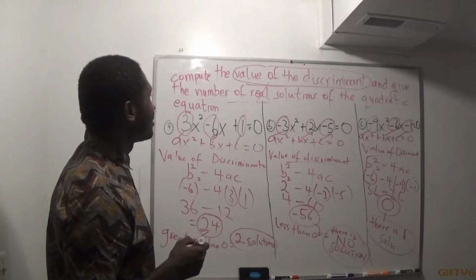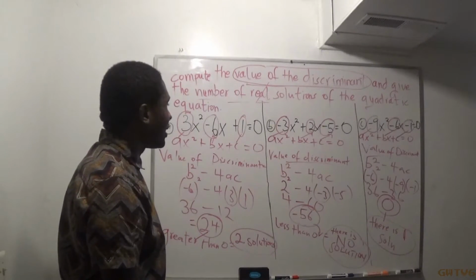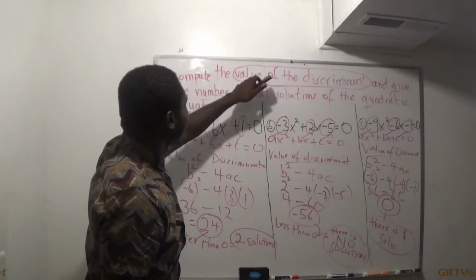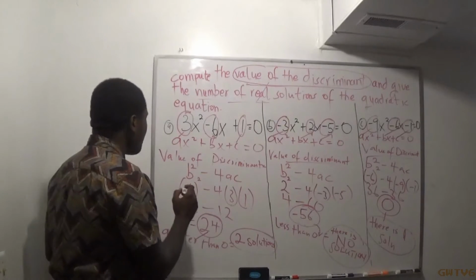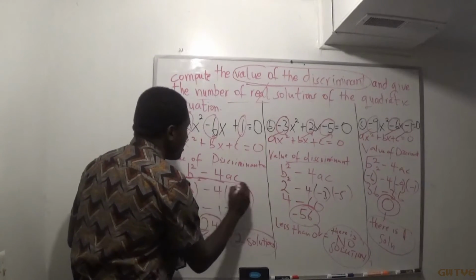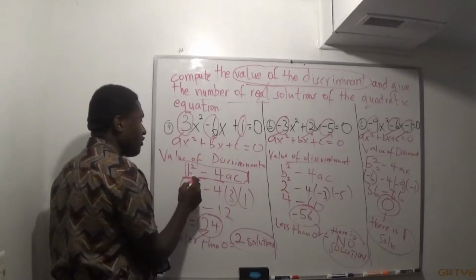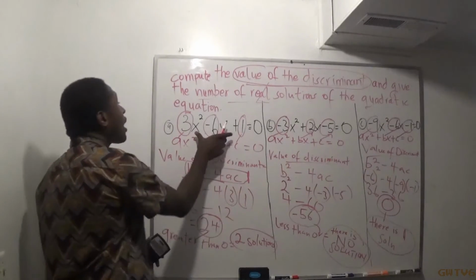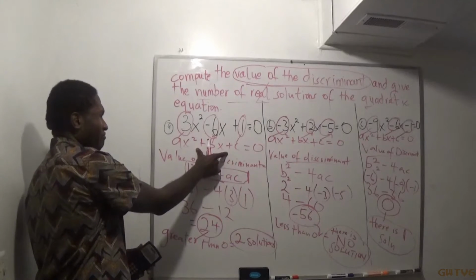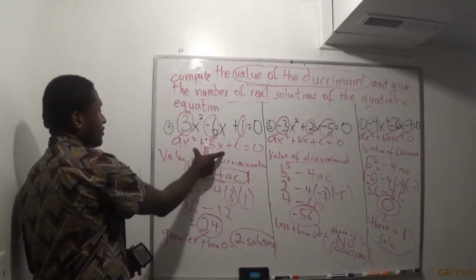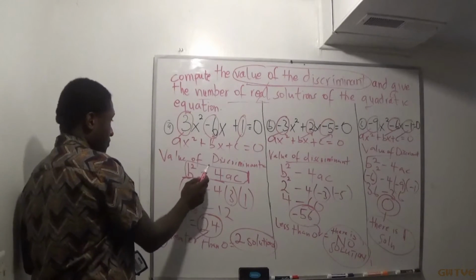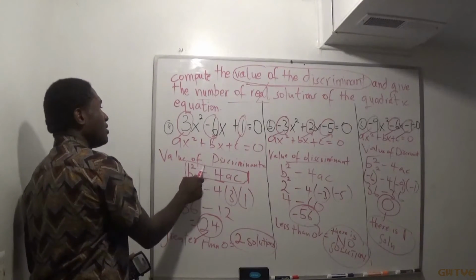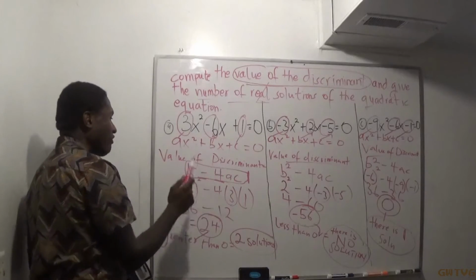And that's it. There are two parts to the question. Value of the discriminant: I have to remember this formula right here. Not negative b, positive b squared minus 4ac. And then I plug in the values. Make sure it's in the right form, this form right here. And plug the values into this formula. So this formula is the key.